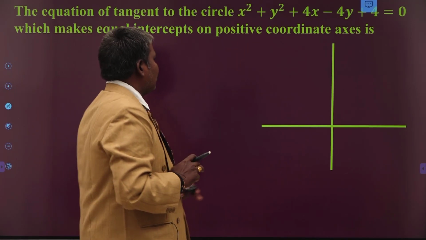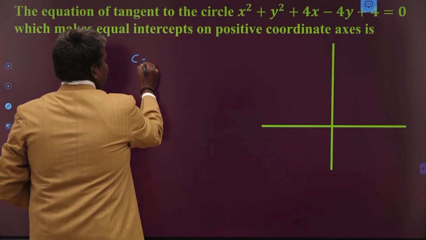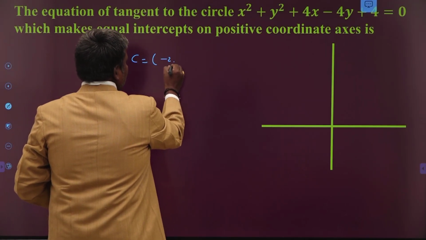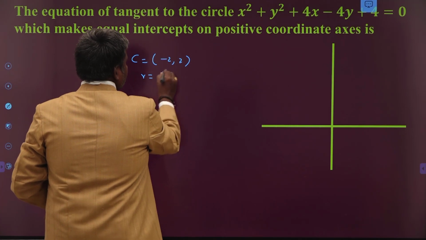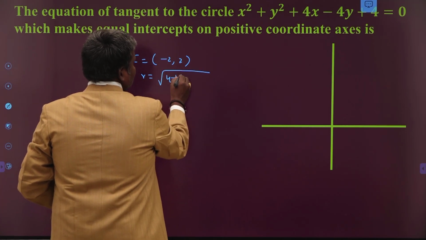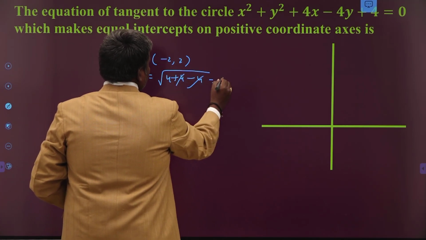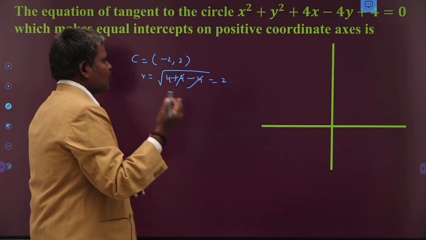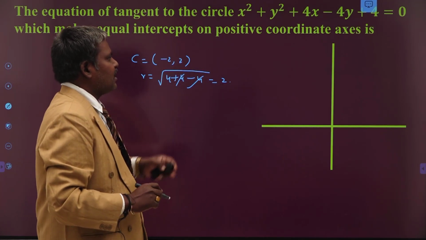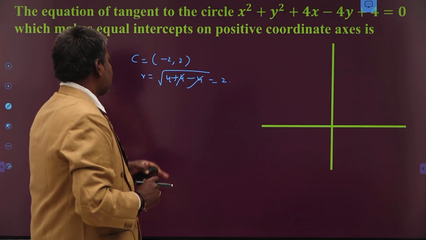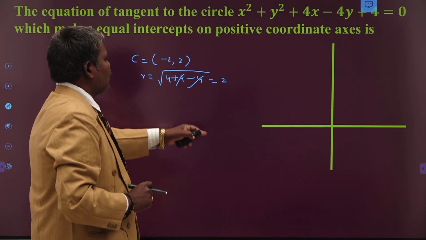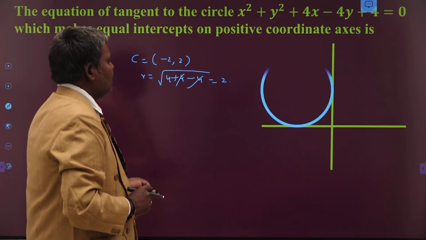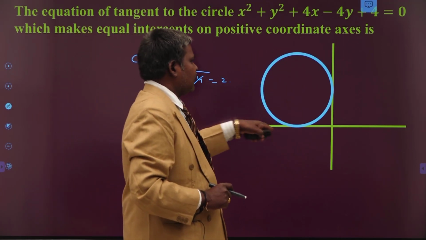So, what is the center of the circle now? Center of the circle is minus 2 comma 2. Radius of the circle is what now? 4 plus 4 minus 4, so this is 2 units. g square equals f square equals c, which means the circle touches both the coordinate axes. Center is here, minus 2 comma 2, that is in the second quadrant. This is the circle as shown in this figure.